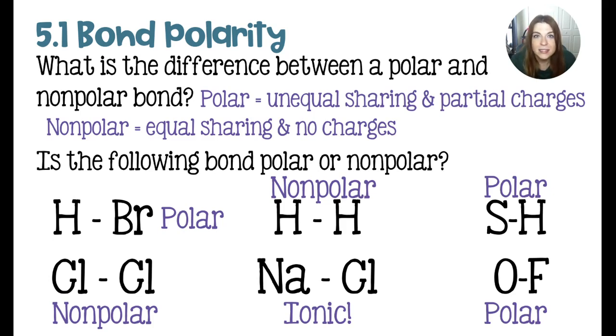And then lastly, we have sodium bonded to chlorine, which was kind of a trick question. Sodium is very willing to give its electron, and chlorine is very willing to take it with a pretty high electronegativity. So it's not a polar bond. They're not sharing electrons. It's so polar that it actually becomes ionic. It's a full transfer, so you have full charges.